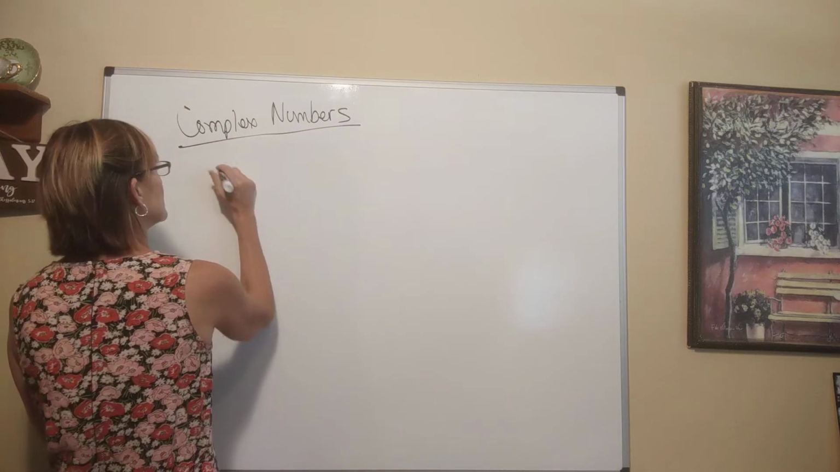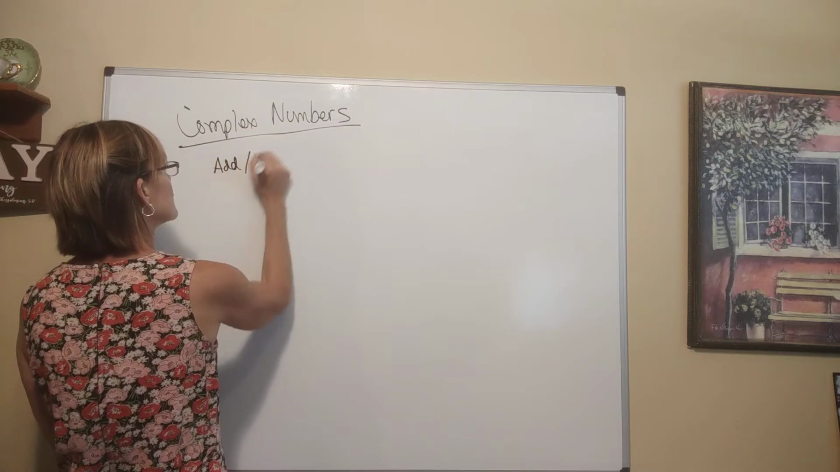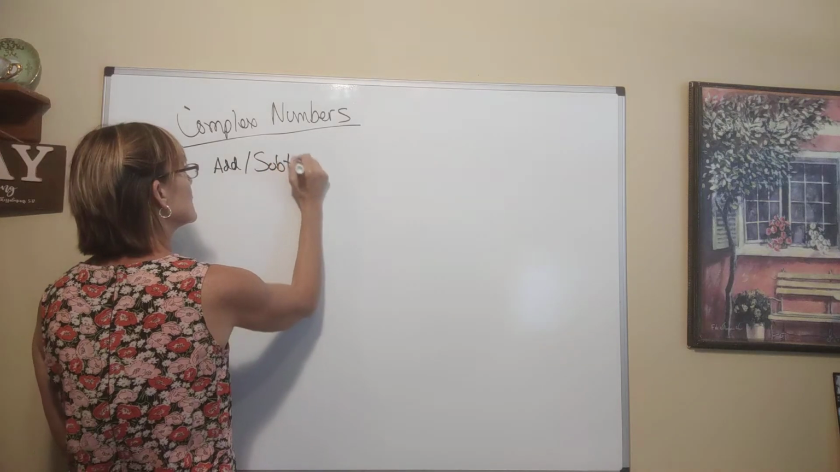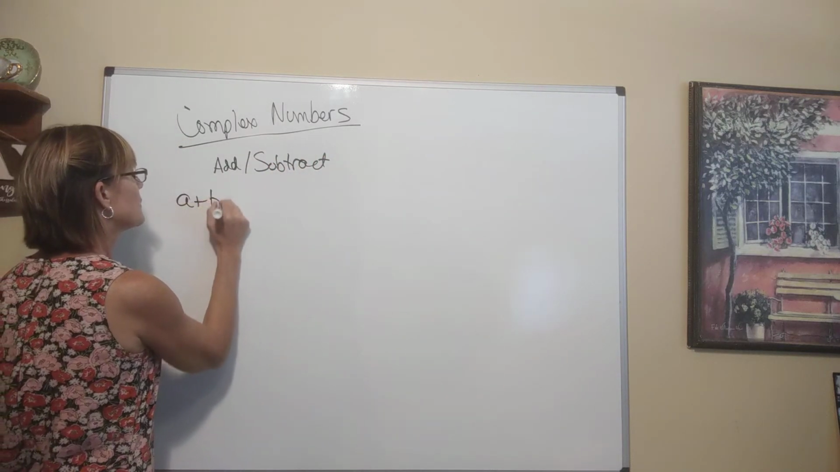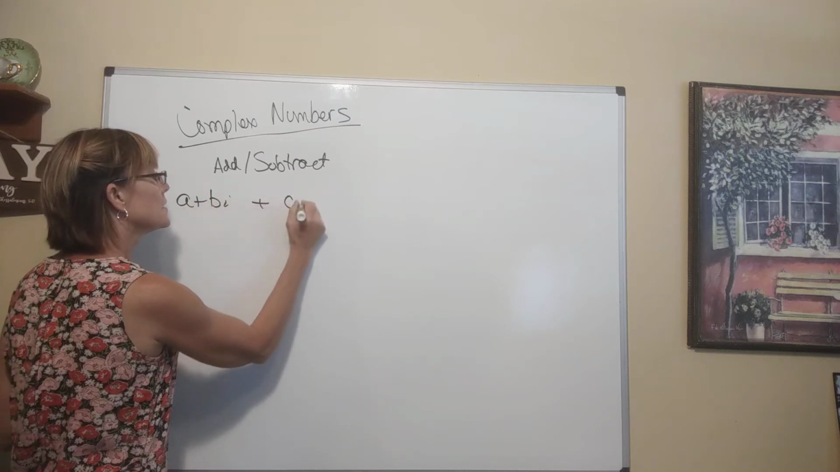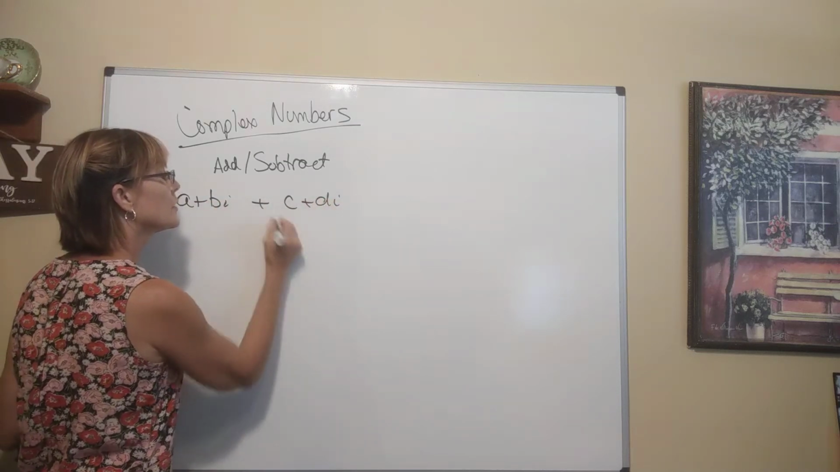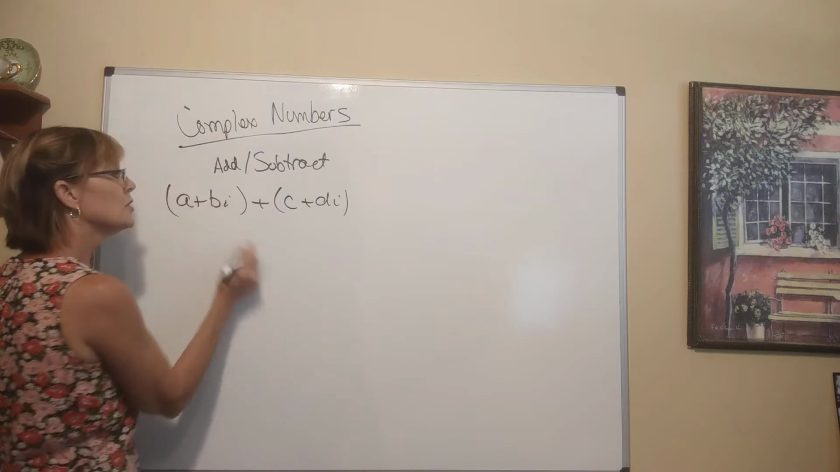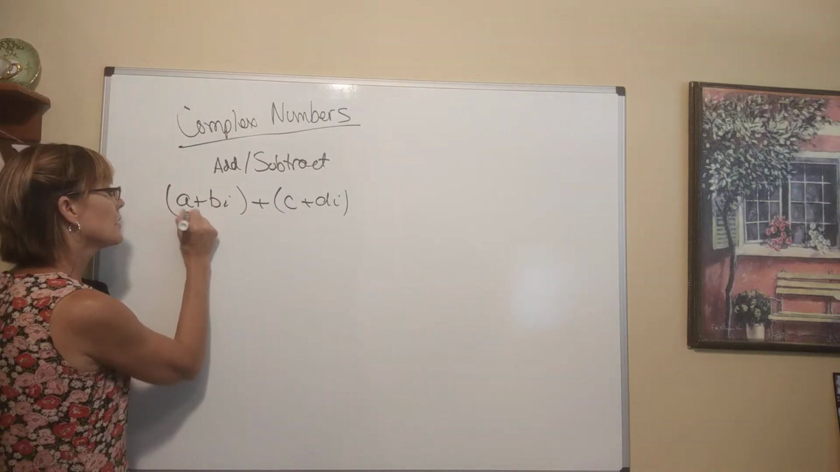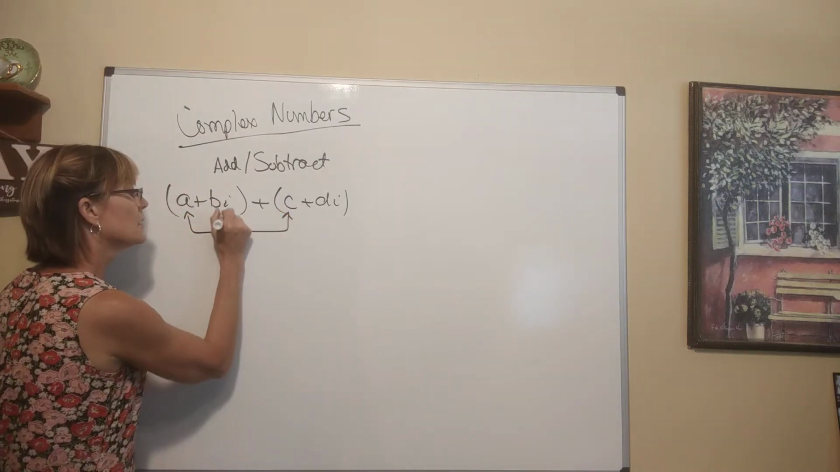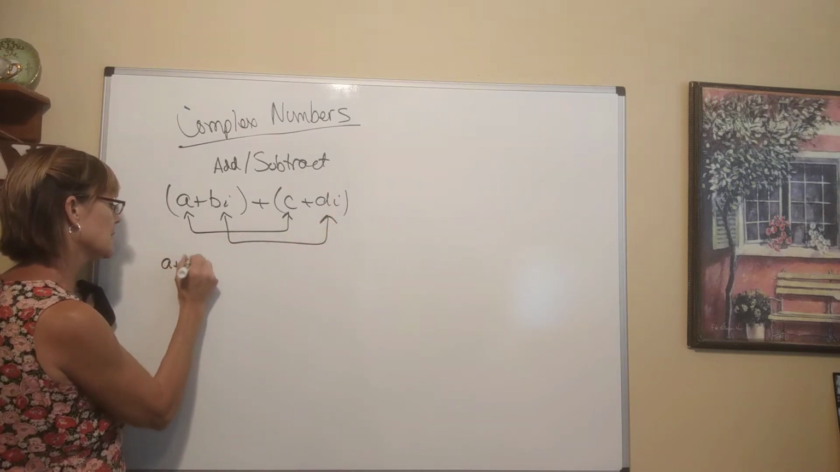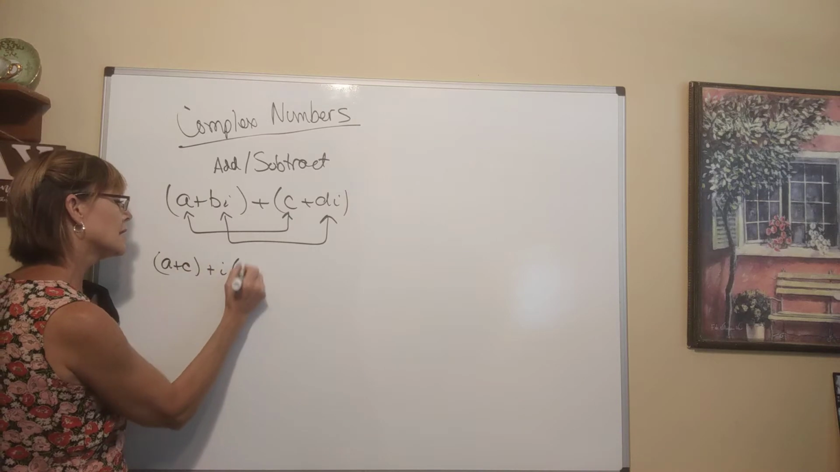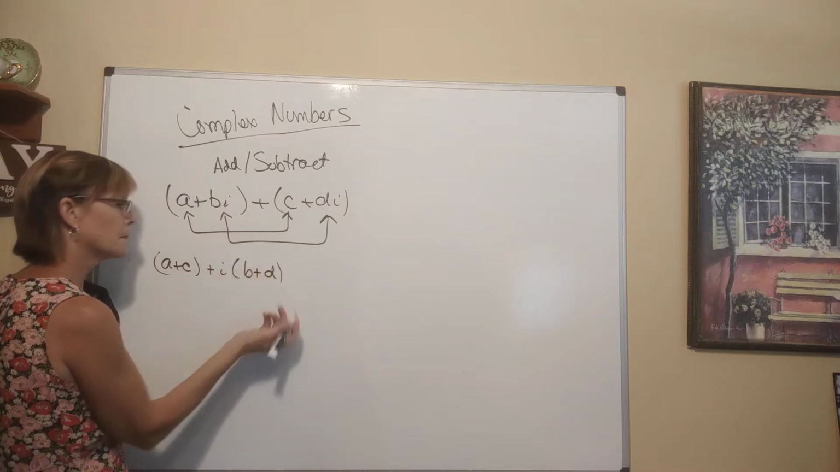To add and subtract complex numbers, if we have a plus bi plus c plus di, if we're going to add these two numbers, you simply add the real parts together and the imaginary parts together. So this would be a plus c plus i times b plus d.